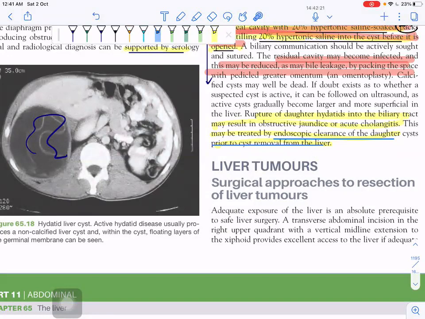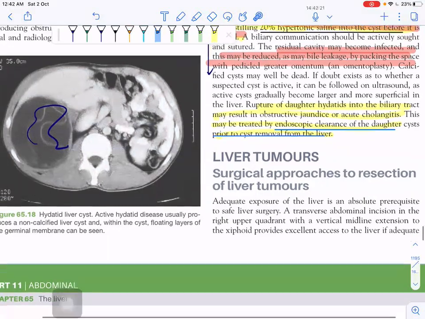They give a scenario like this: rupture of the daughter hydatid into the biliary tract resulting in obstructive jaundice. How to treat? They treat by endoscopic clearance of the daughter cyst prior to the cyst removal from the liver. First, you have to treat the obstructive jaundice by endoscopic method. After that only you have to remove the cyst from the liver.